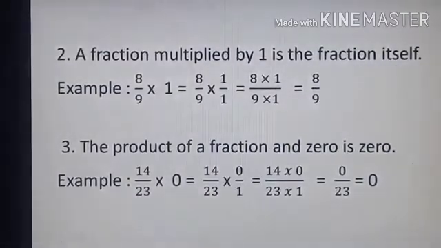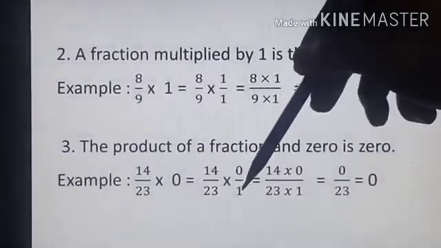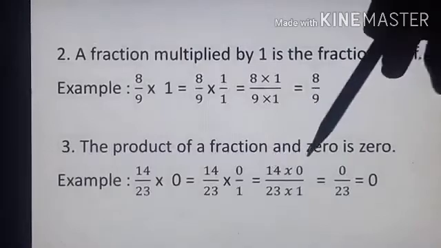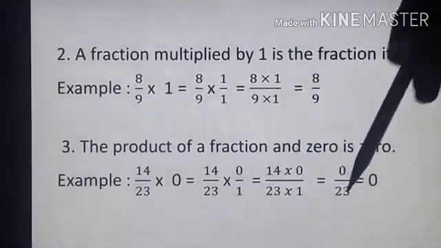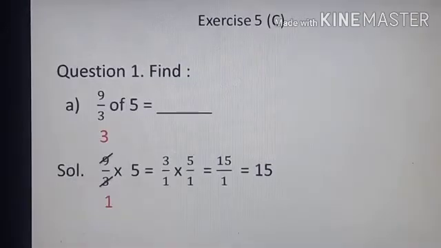Now, 14 multiplied by 0, 23 multiplied by 1. 14 multiplied by 0 is 0. 23 ones are 23. So 0 upon 23 will give us the answer 0 only. Now, after doing the properties, we will start the exercise.